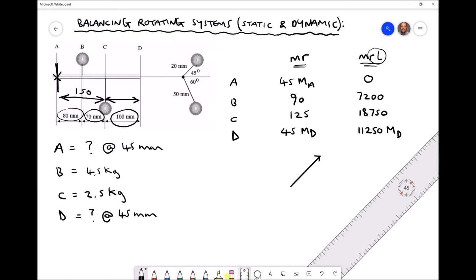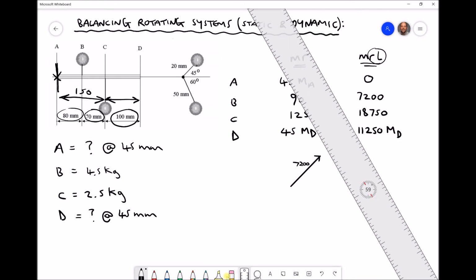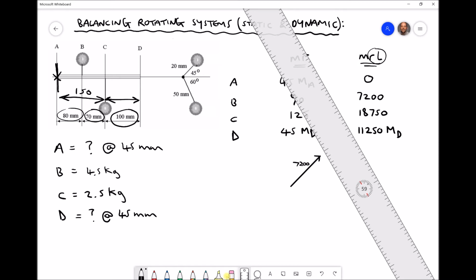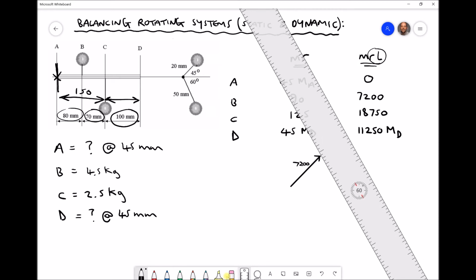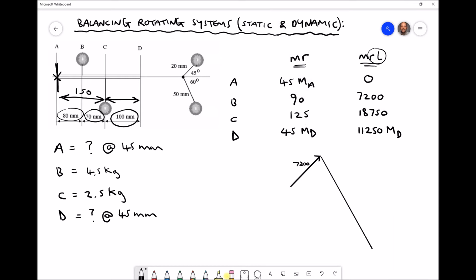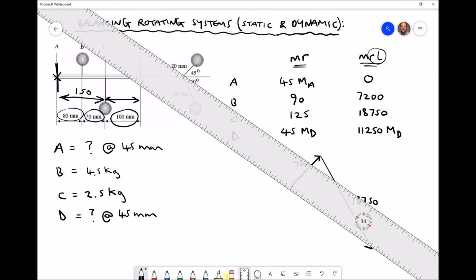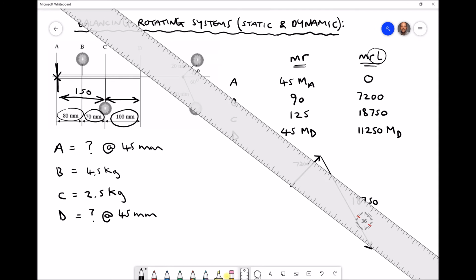So the length of that line there is 7200. Added to that, we have the MRL line, this time for mass C. We know it's acting at minus 60 degrees from the horizontal, and its length is roughly 2.5 times the length of our previous vector in this direction here. The magnitude of that line is 18750. So now what we can see is that the resultant, which connects the start of the first vector to the end of the second vector, acts in this direction here.